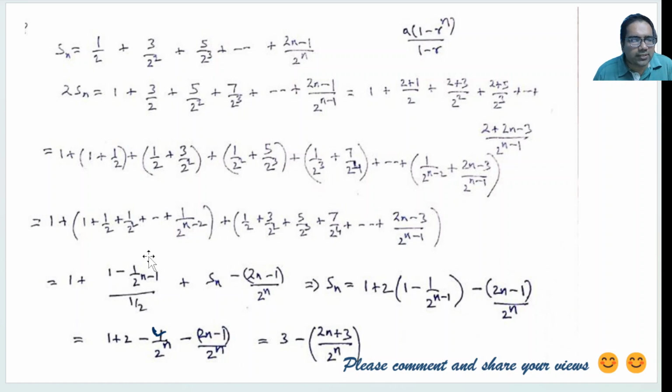This 1 minus 1 by 2^(n-1) divided by half will become 2 times (1 minus 1 by 2^(n-1)). Right. This term will become 2 times (1 minus 1 by 2^(n-1)), which becomes 2 minus 2 by 2^(n-1). If you multiply by 2 on both sides, this becomes 4 and this becomes 2^n. Right. So 1 plus 2 minus 4 by 2^n minus (2n minus 1) by 2^n. This minus (4 plus 2n).